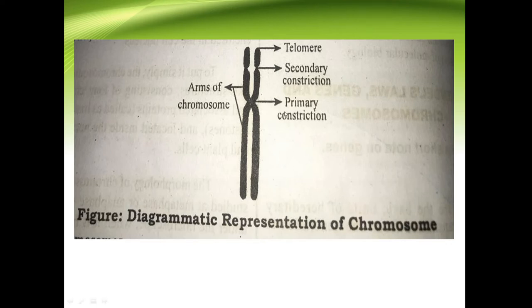Then we have this primary constriction region. This is the region of the chromosome occupied by the centromere. The centromere of the chromosome will divide the chromosome into two sections. We have secondary constriction and primary constriction. Secondary constriction is a region found at any point of the chromosome.